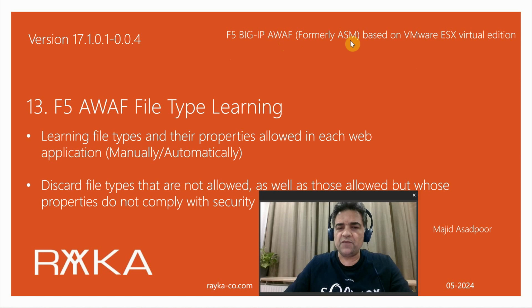In every web application, only certain file types and predefined properties are permitted. F5 Advanced WAF can either manually or automatically learn these file types and their properties in each web application and discard any other file types that are not permitted, as well as those permitted but whose properties don't comply with security policy. This is what we are going to discuss and also demonstrate in this section.